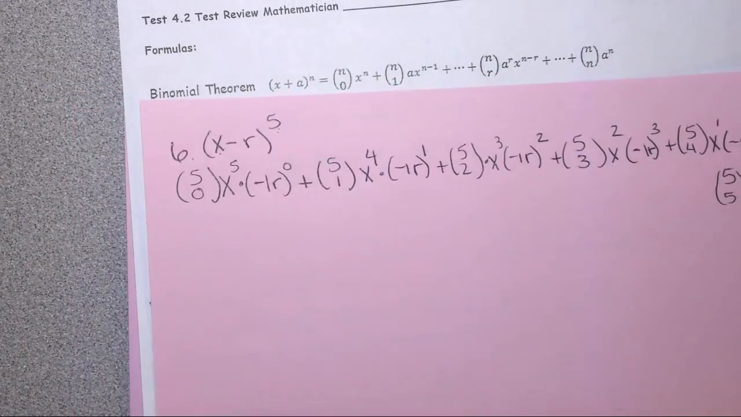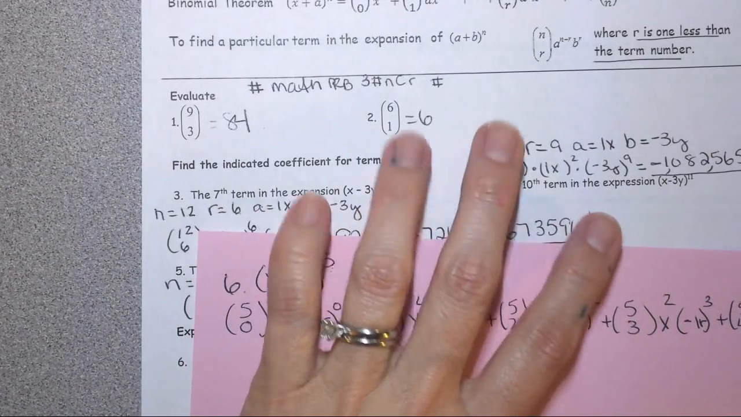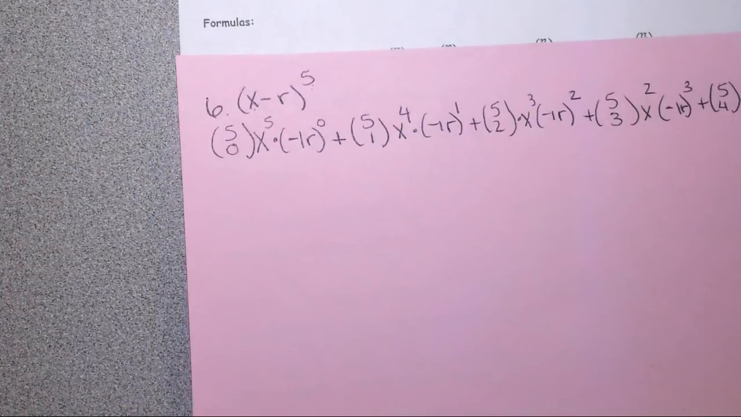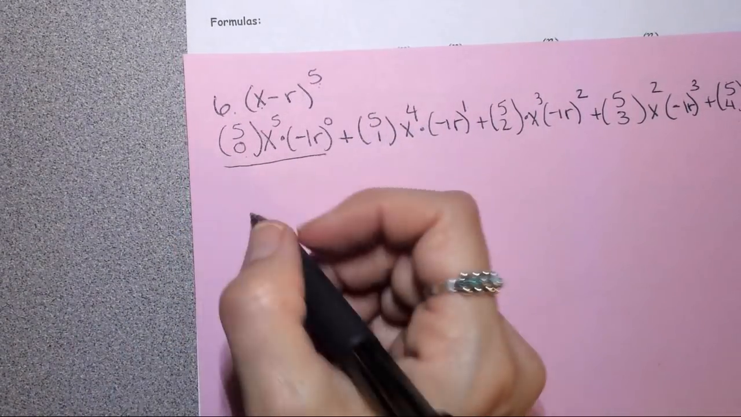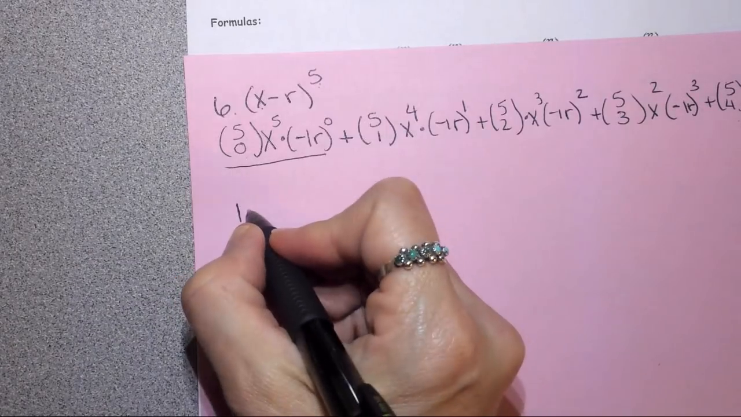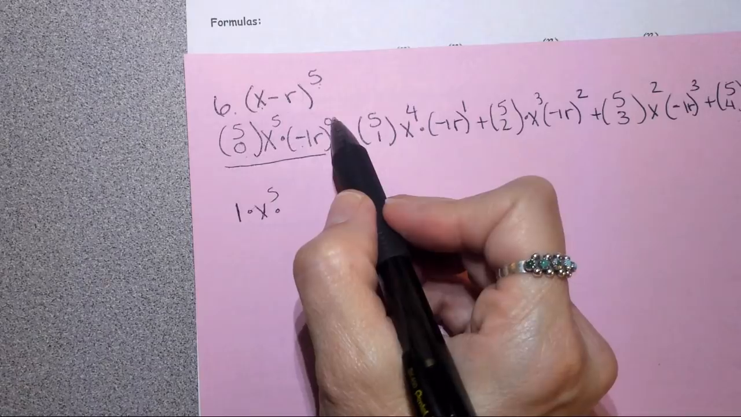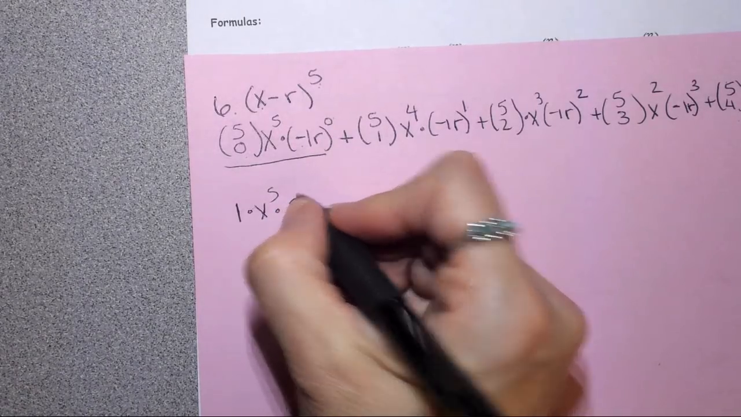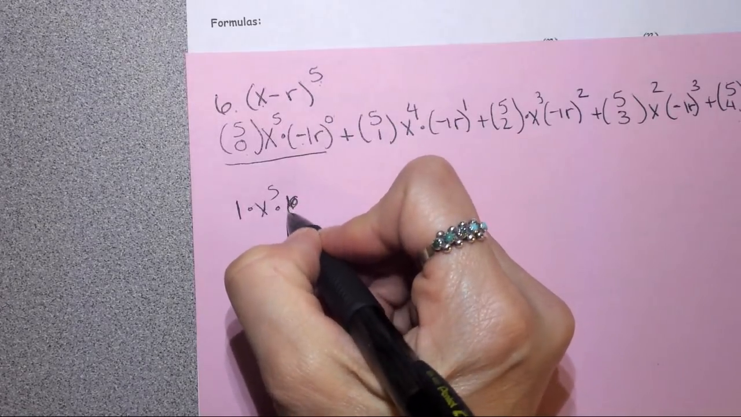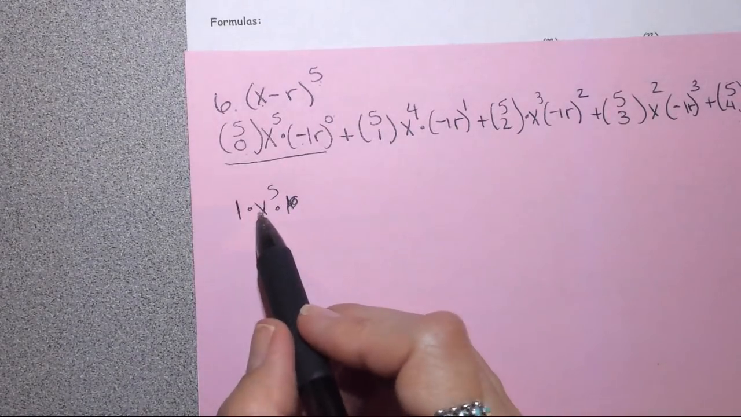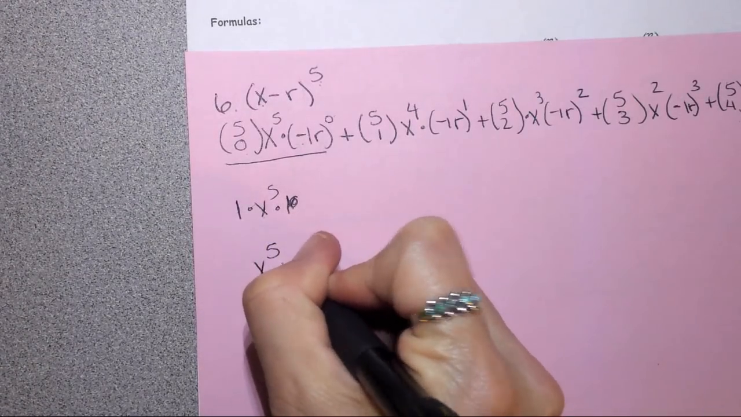From here, we're going to pick up our calculator and we're going to type these in just like we did with these, but we're going to have to do them a term at a time. So I have to go type in 5 choose 0, and it's going to tell me in my calculator that that is 1 times x to the 5th times negative 1r to the 0. R to the 0 is also 1, so the whole thing is 1. So my first term is 1x to the 5th times 1, which is just x to the 5th.